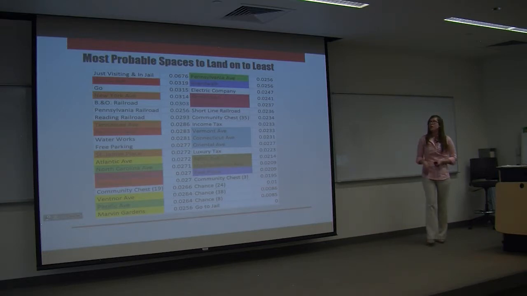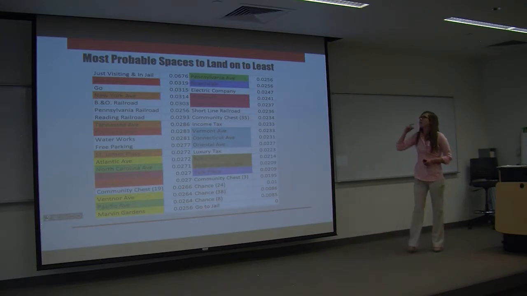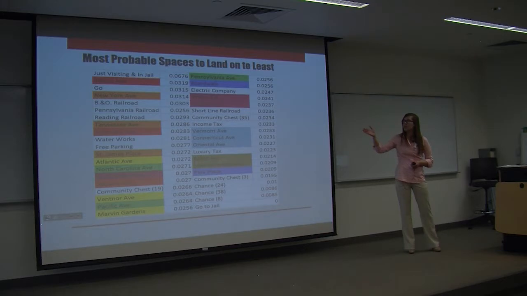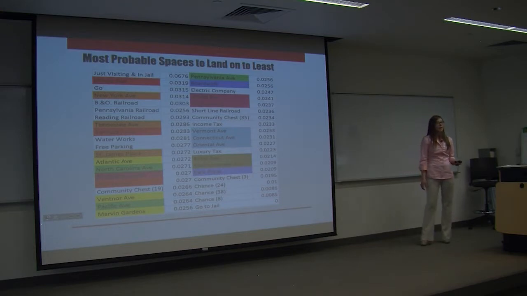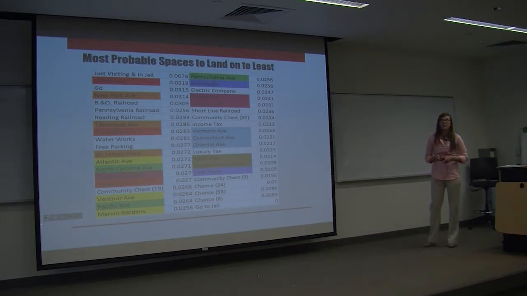What we can see is that the most likely property you're going to land on in the game is Illinois Avenue. That's followed by New York, Tennessee, Kentucky, and St. James Place. So what we see happening is a sweet spot occurring within the game around the Free Parking space. A lot of this is due to the fact that just visiting or in jail is the most likely place to land, so you're constantly getting put back on that half of the board.